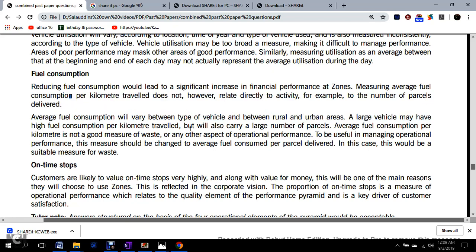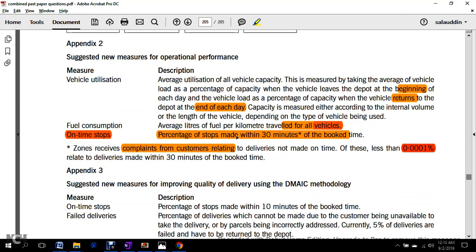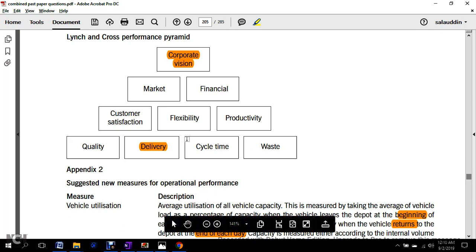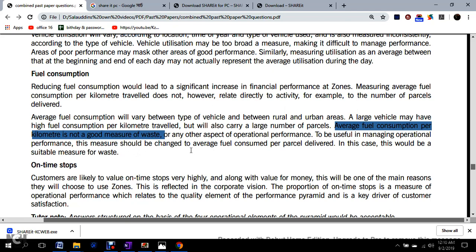Average fuel consumption will vary between rural and urban areas, as I told you earlier. A large vehicle may have high fuel consumption per kilometer, but it also carries a large number of parcels. So average fuel consumption per kilometer is not a good measure of waste or any other aspects of performance, not for cycle time, not for delivery, not for quality. So this measure should be changed to average fuel consumed per parcel delivered.